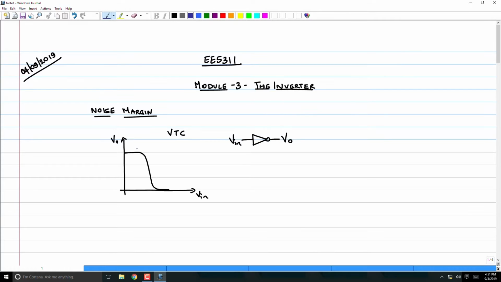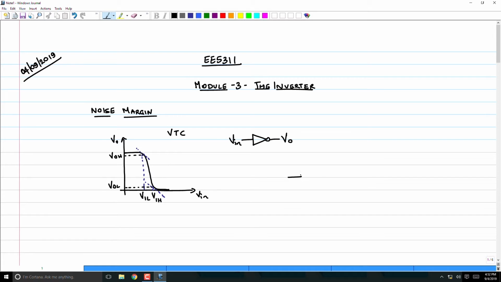And we said that the point at which the slope becomes minus 1 is of significance, because before that, or outside that, the signal gets attenuated, or noise gets attenuated. Within that region, the noise gets amplified. And therefore, the region of importance is between the points at which the slope is minus 1. That's why minus 1 is a magic number here. So we basically said that this was VIL, this was VIH. The corresponding y-axis coordinates were defined to be VOL, and this was defined to be VOH.